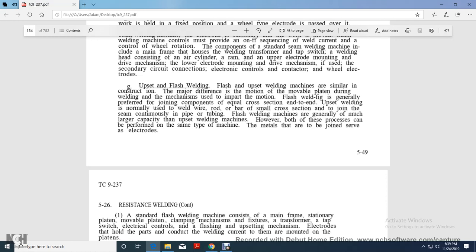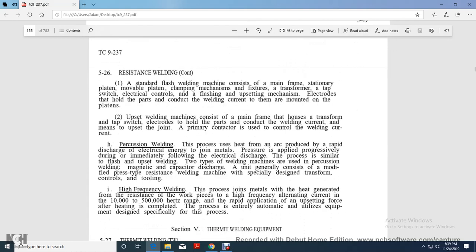Flash welding machines are generally of much larger capacity. Upset welding machines, however, can perform both processes on the same type of machine. The metals being joined serve as electrodes. Alright, a standard flash welding machine consists of the mainframe, stationary plate, moving plate, clamp mechanism, fixture, transformer, tap switch, electrical control, flashing and upsetting mechanism, and electrodes to hold the parts and conduct the welding current that are mounted on the platens. Upset welding machines consist of mainframe, housing, transformer, tap switch, and electrodes to hold parts and conduct welding current. The upset joint primary contactor is used to control the welding current.